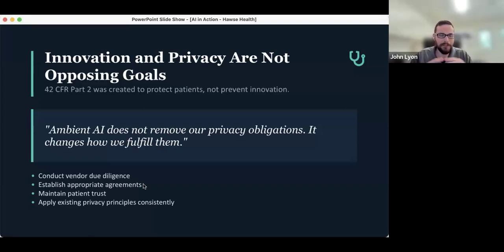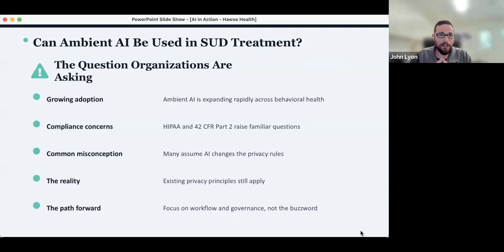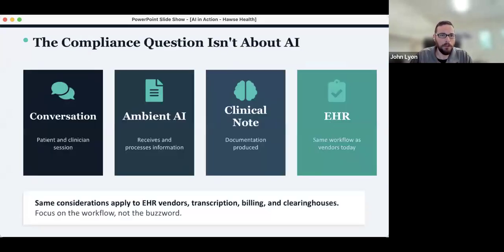Next slide. SUD treatment, same thing. Do your due diligence, focus on the workflow, use the same criteria you're using to determine your EHR and your clearinghouses and billing provider if you are. Next slide, please. Again, same considerations apply to EHR vendors, transcript, billing, and clearinghouses. So next slide.